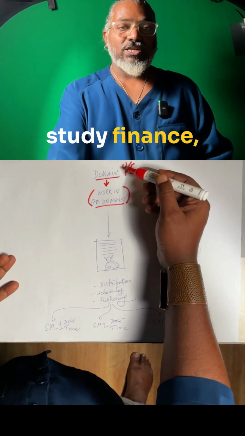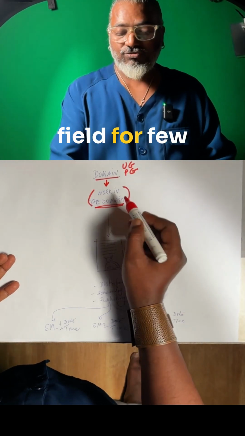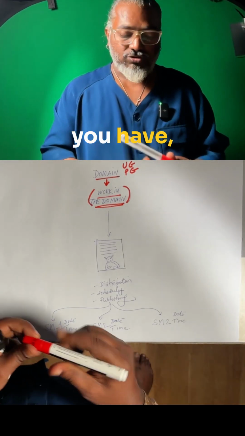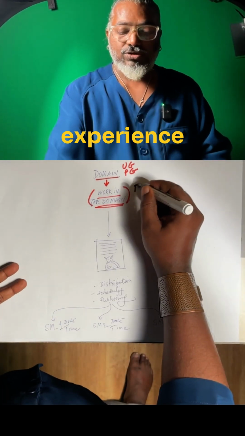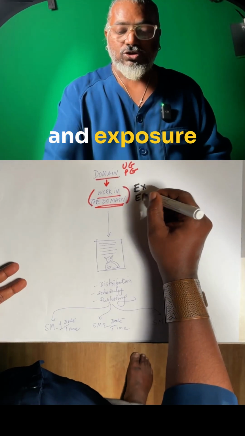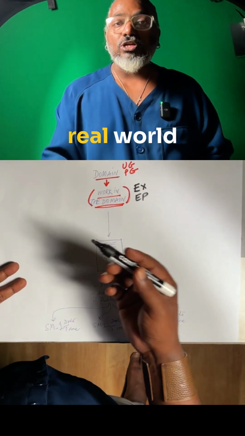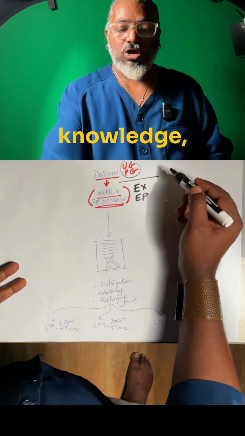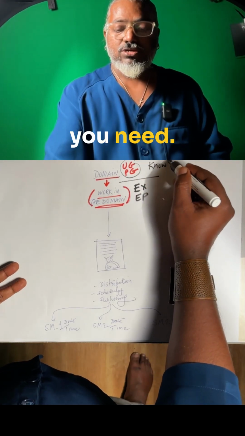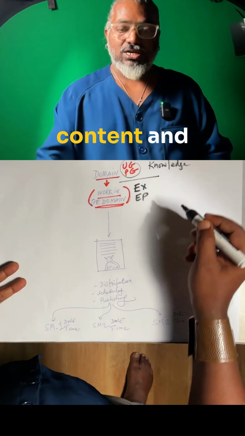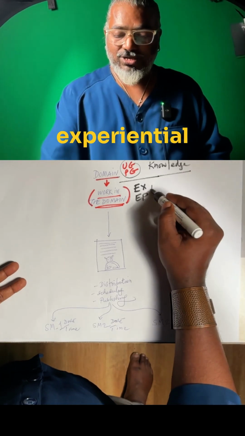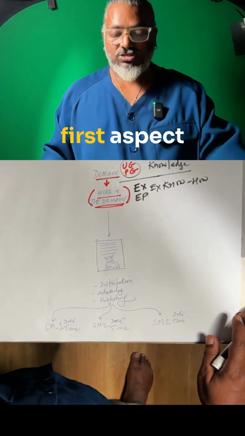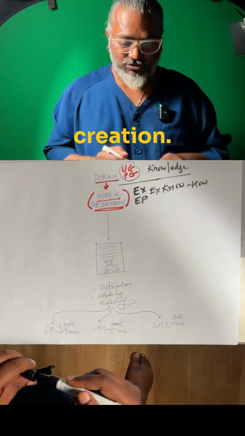So if you studied finance and worked in a financial field for a few years, now you have two things. One is experience and exposure. These things are important because you have a real world understanding. UG and PG will give you knowledge. You need knowledge to create content, and experiential knowledge. Now you're equipped with the first aspect of content creation.